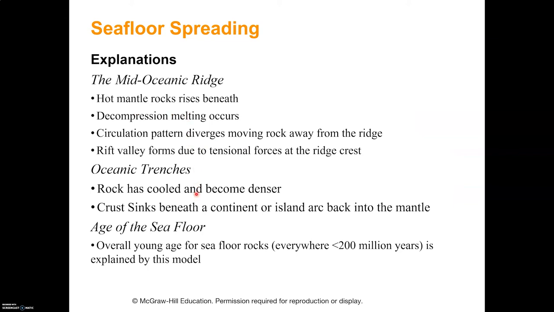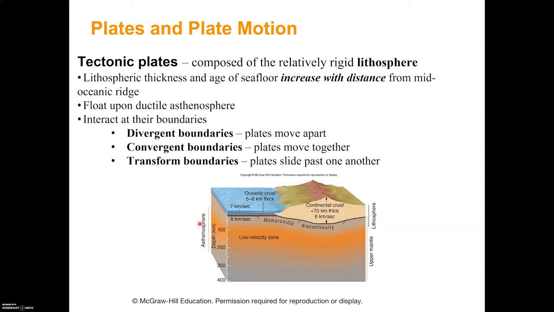So again, the hot mantle rocks rise. We have decompression melting that occurs. So remember, as rocks rise, there's less pressure, so melting temperature decreases. The circulation pattern diverges, moving rock away from that ridge, as we looked at on the last slide. Oceanic trenches, that's where the rock is cool and becomes more dense, and the crust sinks beneath a continent or island arc and forms that oceanic trench. If we look at the actual age of the seafloor, it's much younger than the continental rock. And we'll talk more about that in a minute.